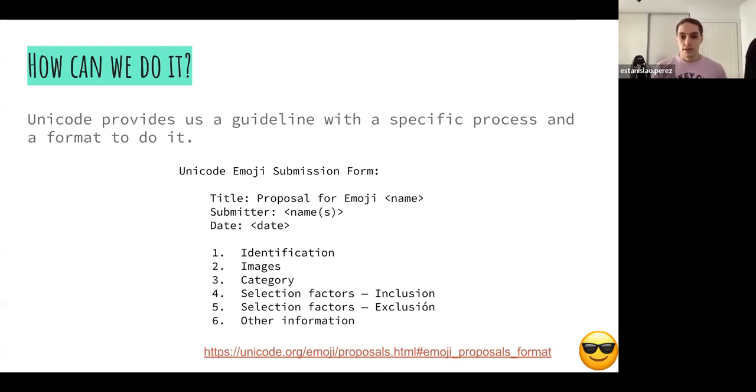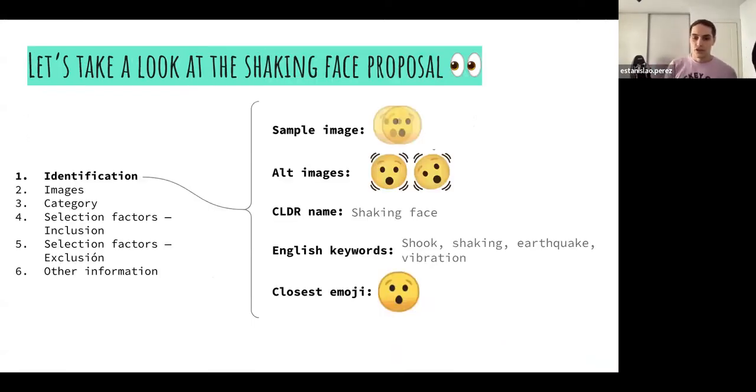First, we have to provide a title of the proposal. Then we have to provide the submitters and the date that we are submitting this proposal. For this example, we are taking the shaking face emoji, and first we have to identify it. To do so, we have to provide a sample image and alternative images for it. We also have to provide the CLDR name. In this case, we are providing the shaking face. As Valentin mentioned today, the CLDR name is the name that Unicode uses to know what emoji we are talking about. Also, we have to provide some English shortcuts or keywords that people can use to find our emoji.